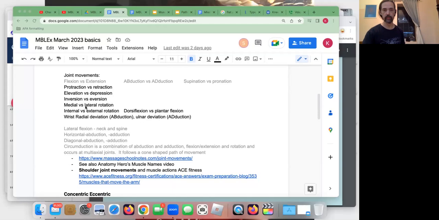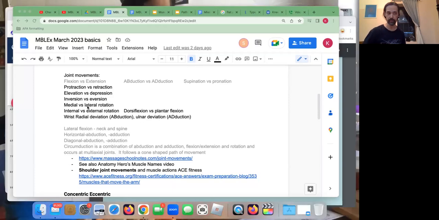So medial and lateral rotation. Medial and lateral rotation is the same as internal and external rotation. We did those just a moment ago through the hip joint and also through the shoulder. I'll show you one more time just so it sticks in your mind. This is lateral rotation and this is medial rotation. So lateral toward the side and then medial toward the midline. Dorsiflexion and plantar flexion, we did those.